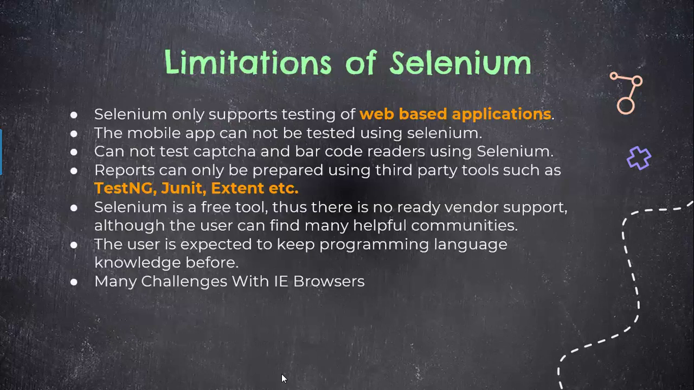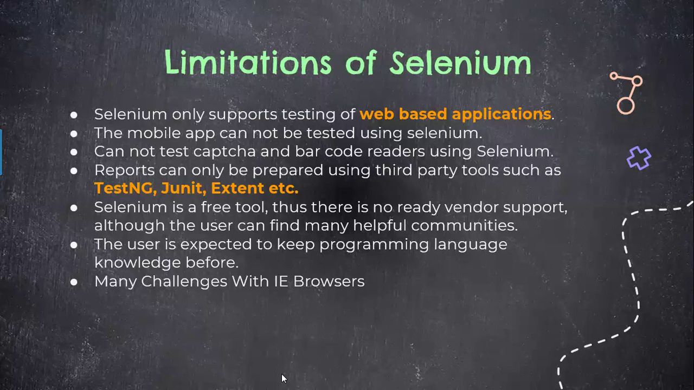So limitations. What are the limitations of Selenium? Selenium only supports web-based application testing. Again, mobile apps cannot be tested using Selenium. If you want to test with mobile, what do you need to do? Again, you need to learn Appium. That is the Selenium family only, but we need to learn Appium. And you cannot test captchas and barcodes. Captcha codes and barcodes are a little bit difficult.